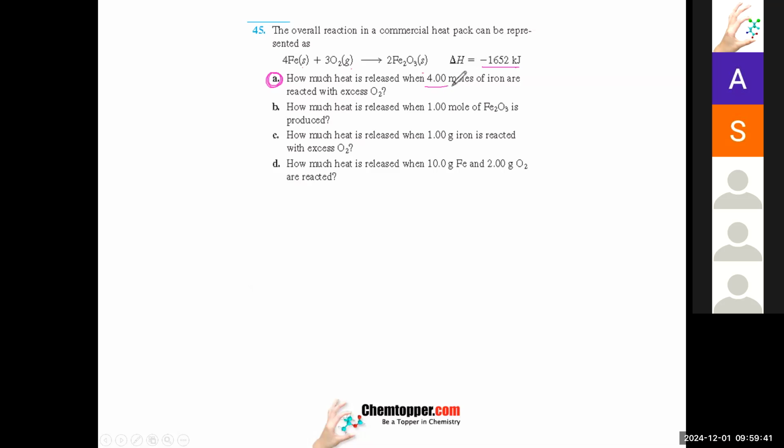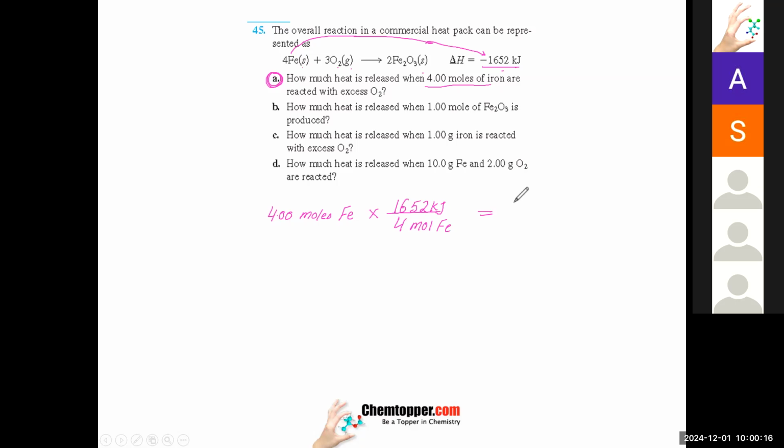What is given to you? Plug in the ratio. 4 moles of Fe on combustion. It's a combustion reaction. Gives you this much amount of energy. So that's the ratio. So what's the answer, children?